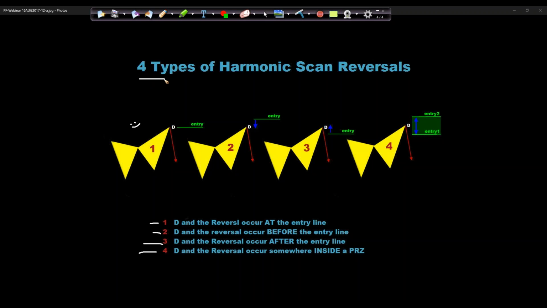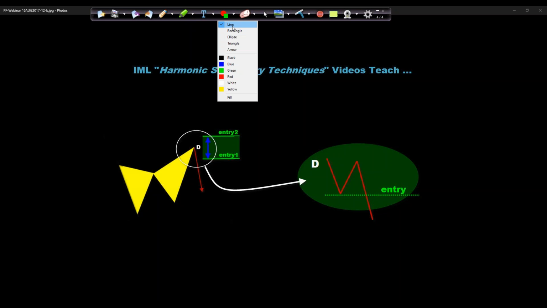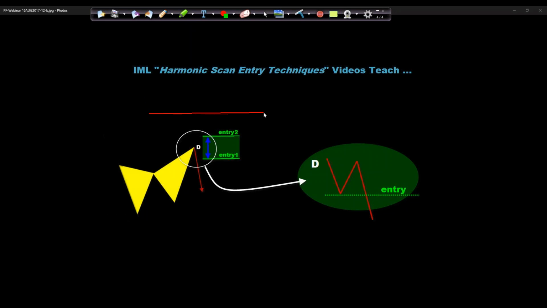Now, we could probably create subtypes, but in a general sense, that's going to be the 4 types on a harmonic scan. So the question is, how do I know where that is? This is why we have to have a stop loss that is somewhere up here, because we just don't know which one of these is really the entry, and we have to have some wiggle room on either side of it.